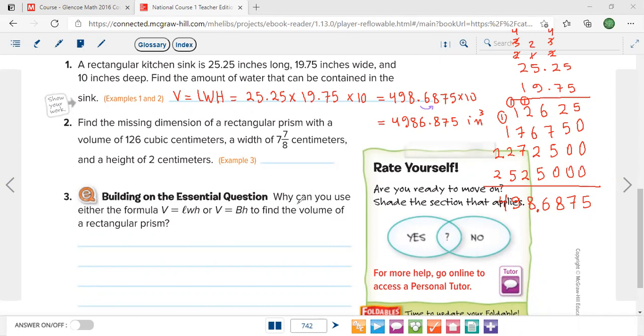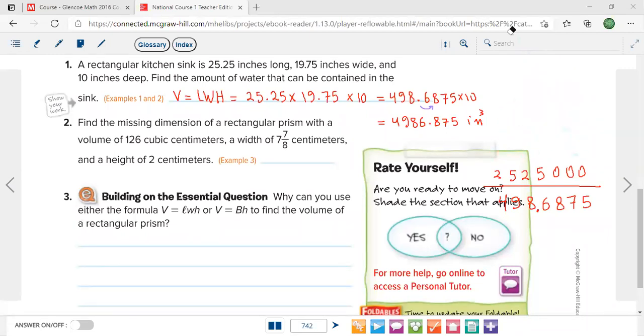Now in problem 2, find the missing dimension of a rectangular prism with a volume of 126 cubic centimeter, a width of 7 and 7 over 8 centimeter, and a height of 2 centimeter. Missing dimension, so we are going to divide for sure. So we begin by writing the rule of the volume. So I think I will erase this multiplication so that we can write down this problem.